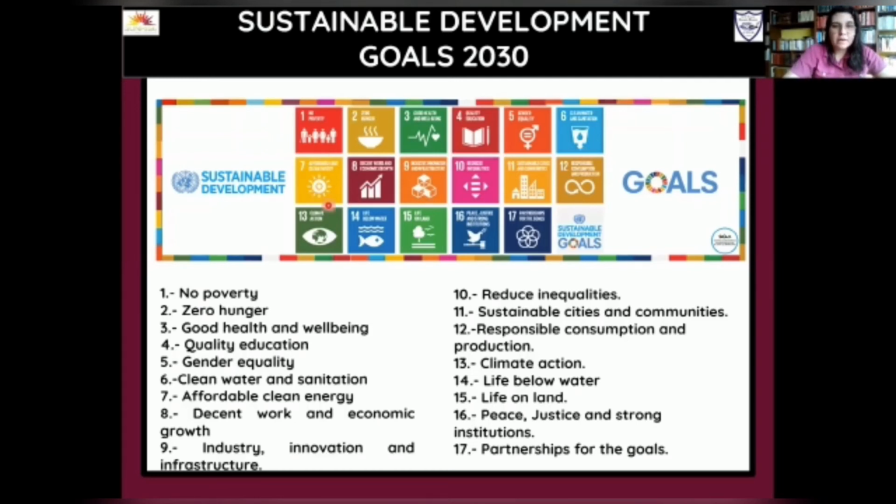The number 7, affordable clean energy. The 8, decent work and economic growth. Number 9, industry, innovation, and infrastructure. Number 10, reduced inequalities. These inequalities are related with race, religion, and that's it. Not gender, because we have gender in number 5, okay?